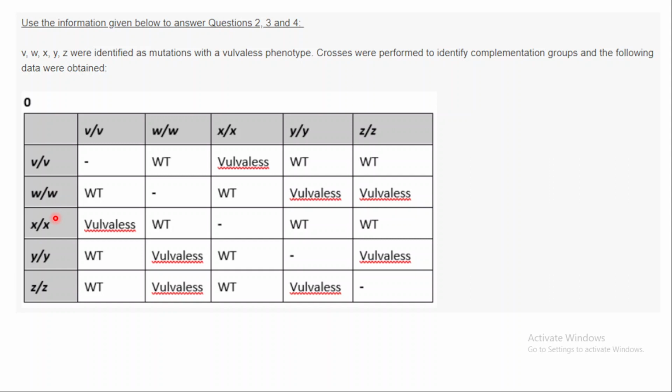So if you look at this table, this is a complementation cross table, and we have different mutations over here, V, W, X, Y, Z. All these mutations give the vulvaless phenotype. So in this phenotype, the worm will not have the vulva. Vulva formation is impaired. Now there will be some questions based on this table.